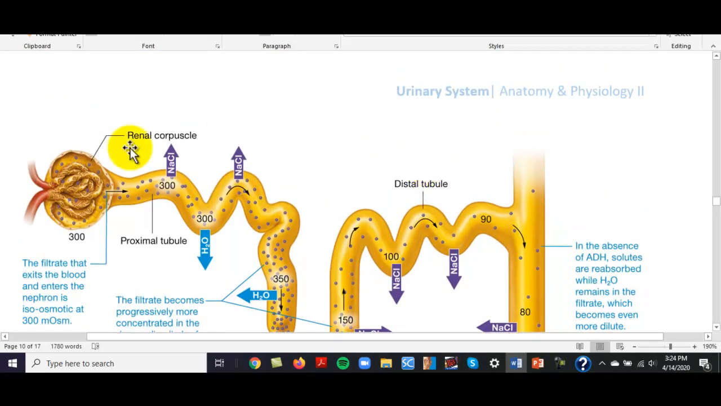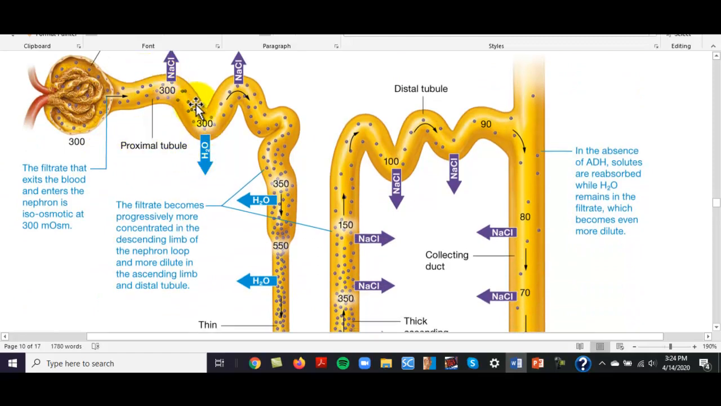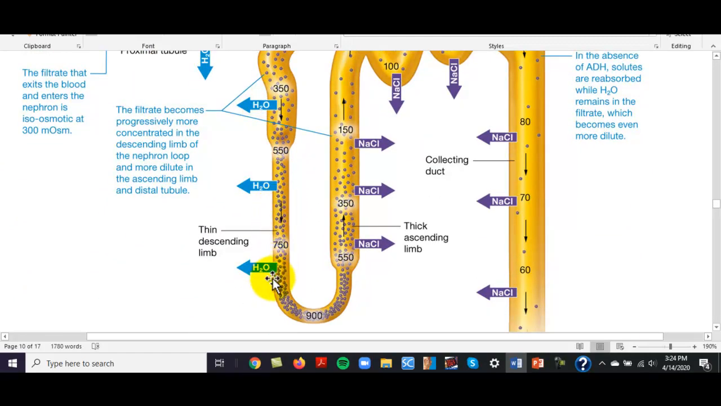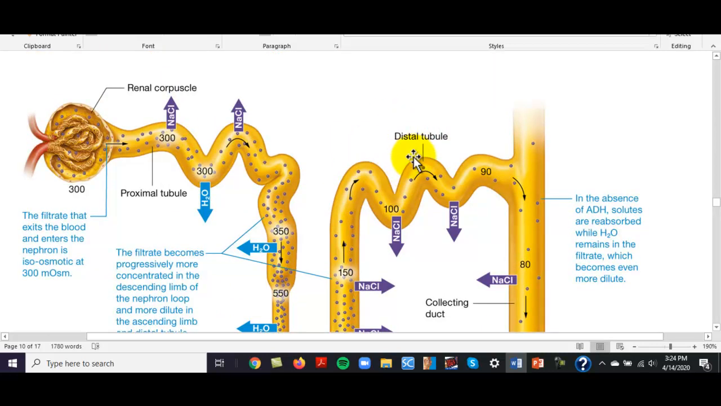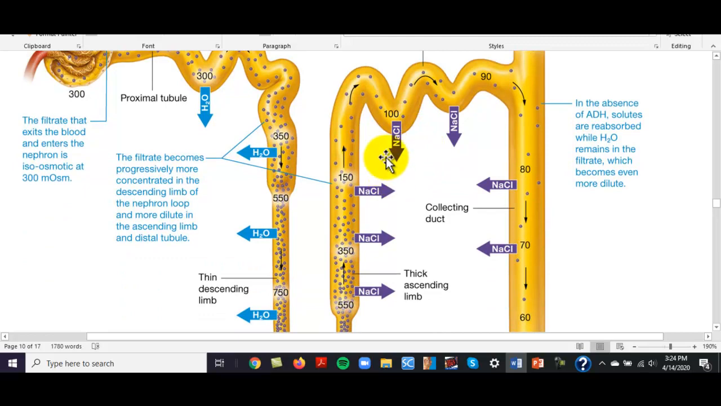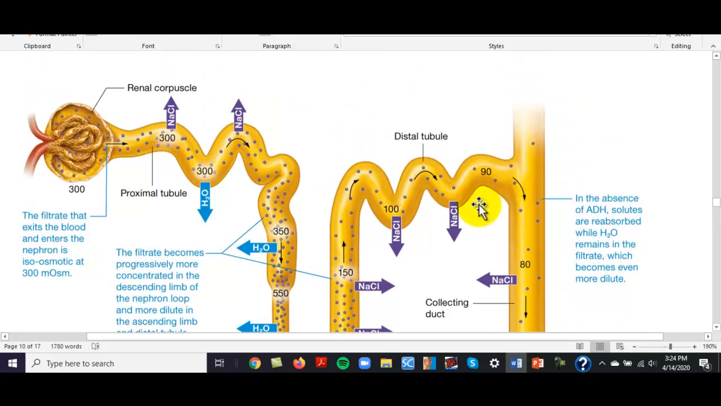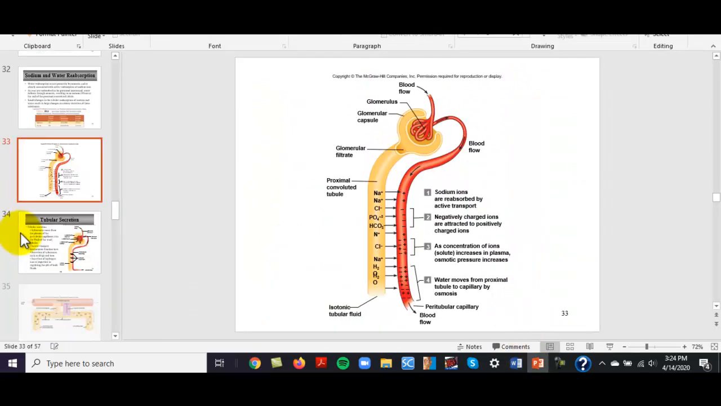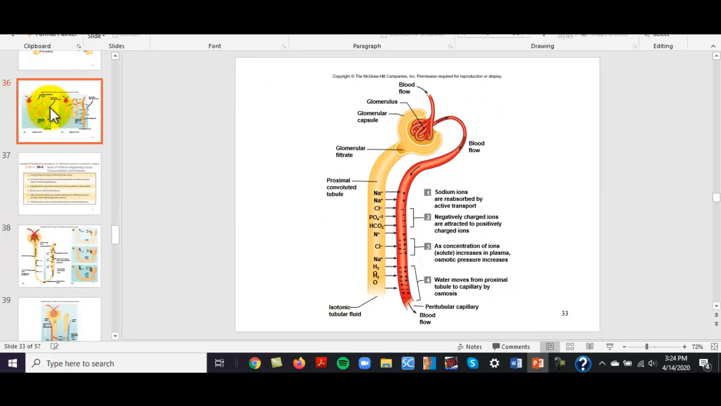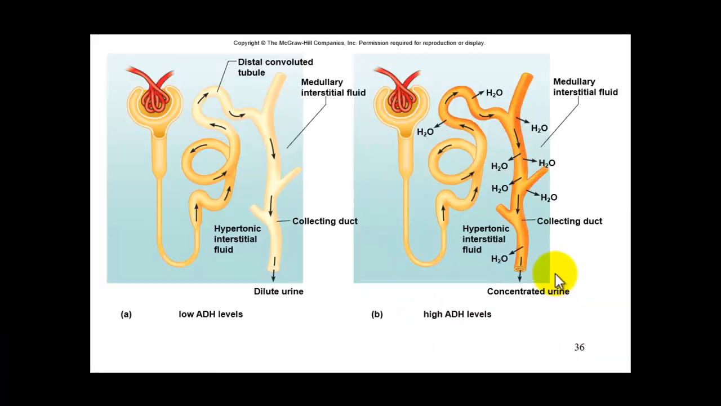So this is a good diagram. So here's the glomerulus. See, there's the proximal. And then, like I said, here's the descending limb. See, water's moving out. Here's the ascending limb. And on the distal tube, it's showing more NaCl being excreted out of these tubes. But it even says, in the absence of ADH, solutes are reabsorbed while water remains in the filtrate. So what that means, and there's another slide here that shows this really well. It's this guy. This is in your PowerPoint.